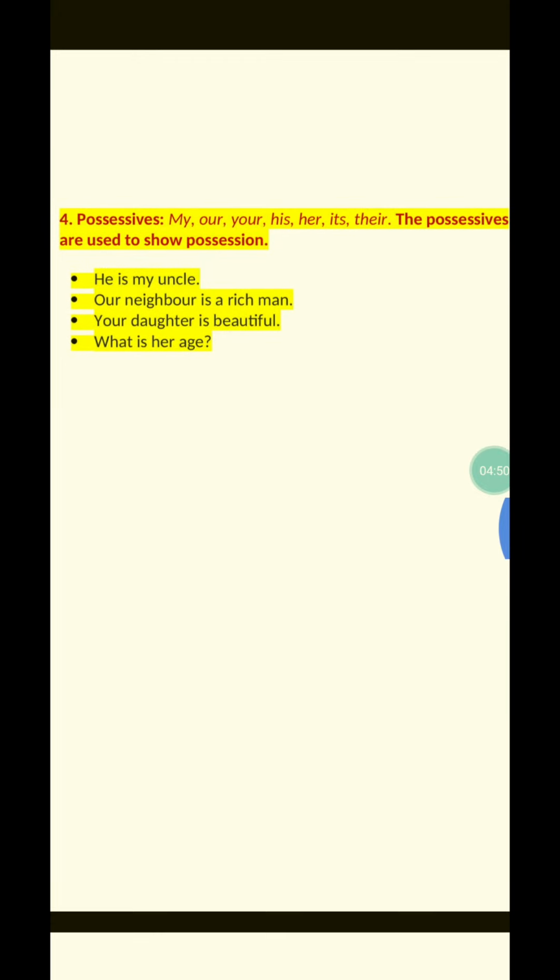Next point, possessives. Children, words like my, our, your, his, her, its, their. These are possessives, and these are used to show possession. And children, you will find that these words will always come before a noun, like he is my uncle.